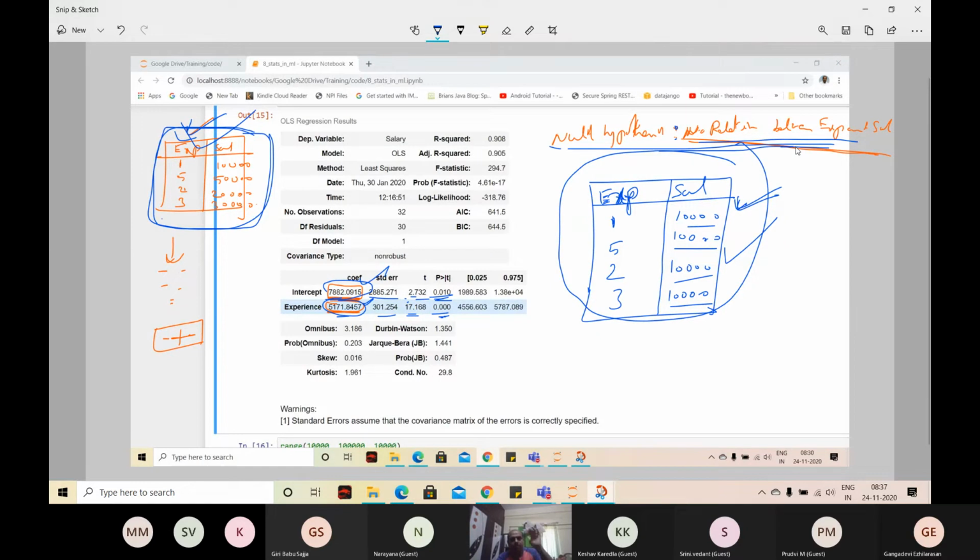When the null hypothesis is true, what does that mean? Even if you shuffle the Y value, it is okay. Any experience can predict any salary. That's what the null hypothesis indirectly states. Does it make sense?